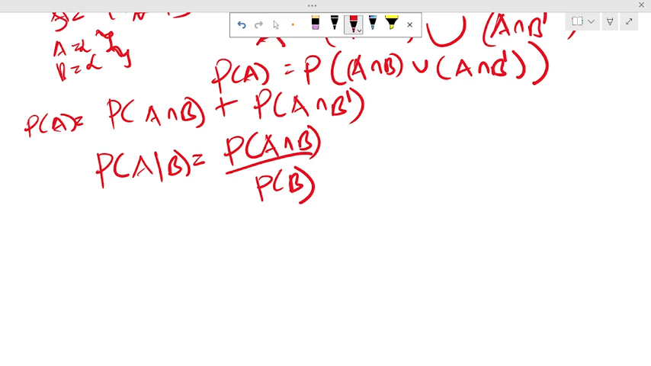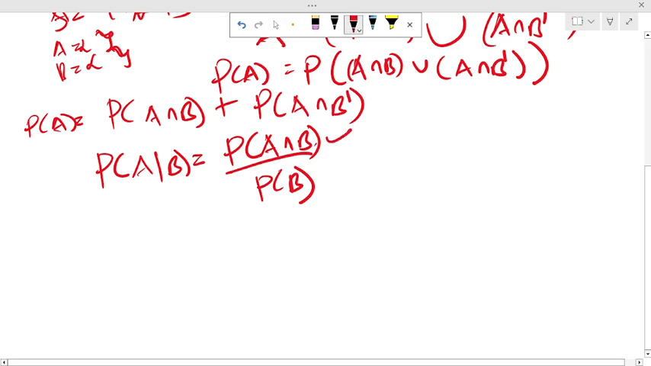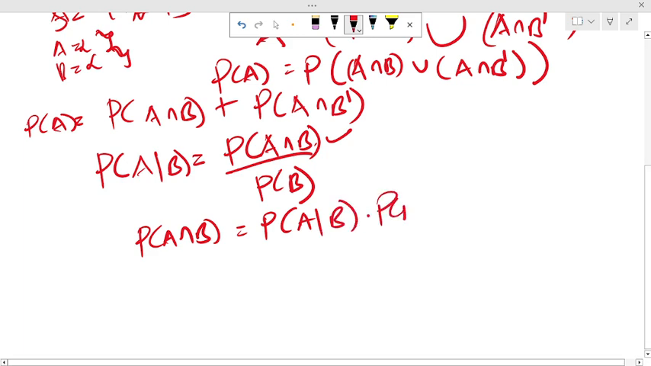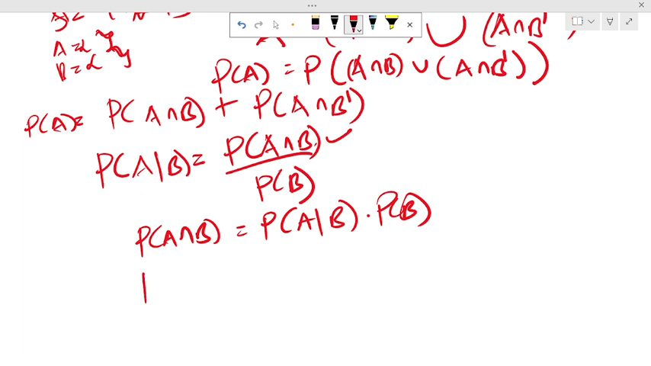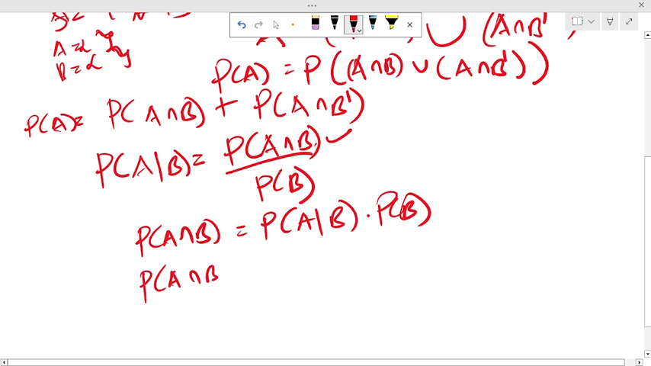So I can make this the subject, right? So making it the subject, I'm going to get A multiplying the probability of B, right? So same can be said for A intersection B prime. So I'll just write a similar thing for A intersection B prime.